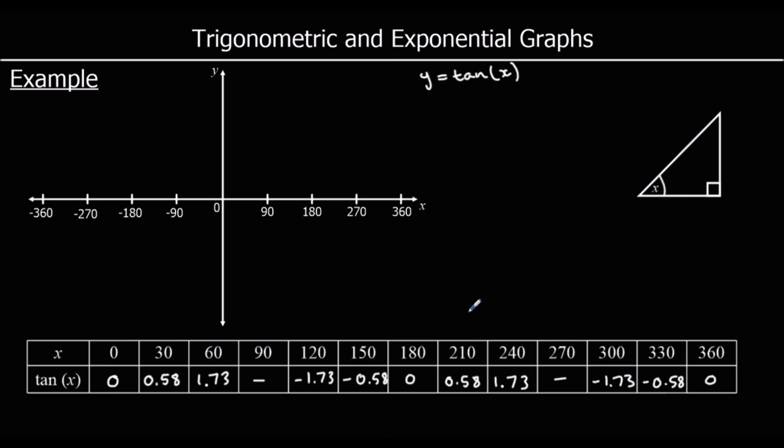So let's try and draw these onto a graph. 0, 0. So let's have 1 and -1. 30, 0.58. 60, 1.73. And then no answer for 90. And then 120 comes in at -1.73. And then -0.58 through 0, and then the same pattern repeats again.